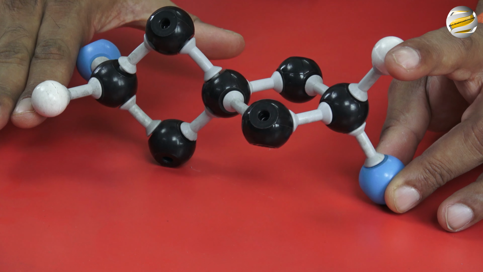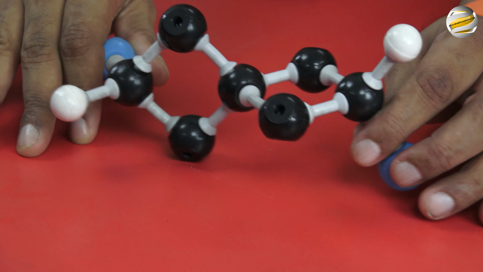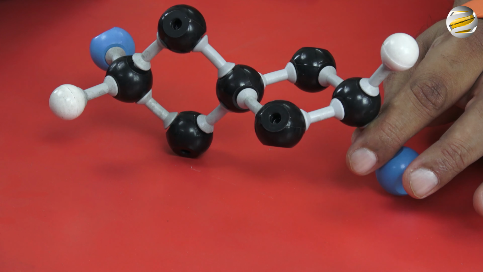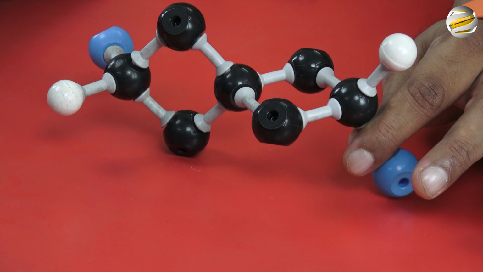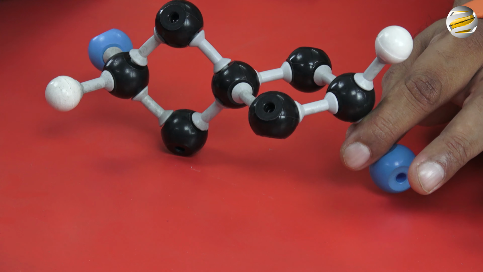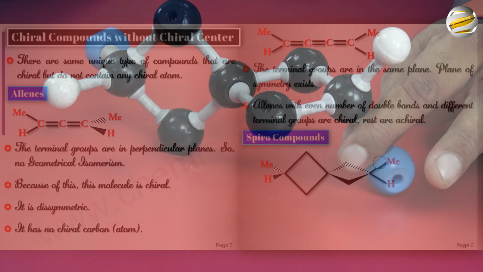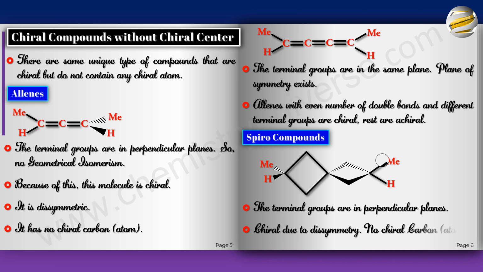So if you try to cut like this, it will go through the middle of this. If you try to cut like this, it will go through the middle of this. No plane of symmetry, dissymmetric, this is chiral. And remember, in these cases, whenever you have a molecule which is chiral, it will automatically not show geometrical isomerism. I'm talking about allenes and spiranes. So the terminal groups are in different planes. Chiral due to dissymmetry, no chiral carbon, remember.